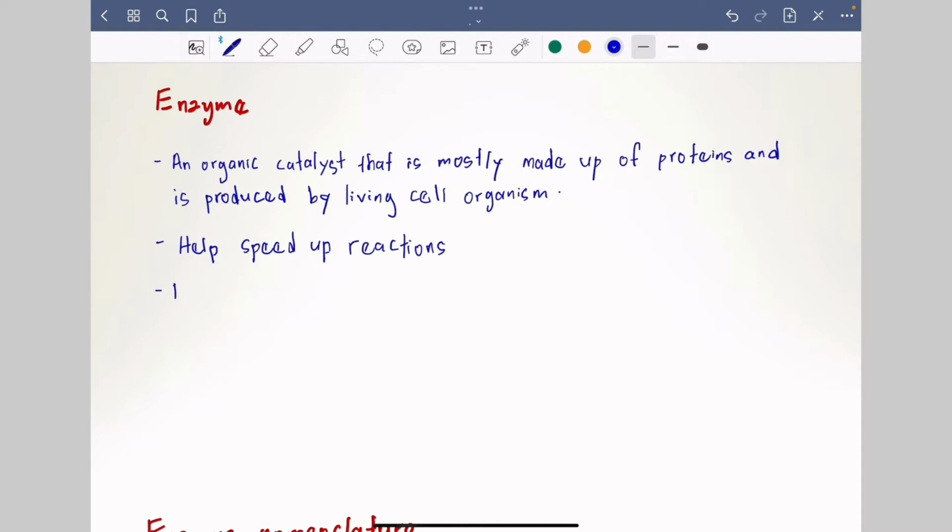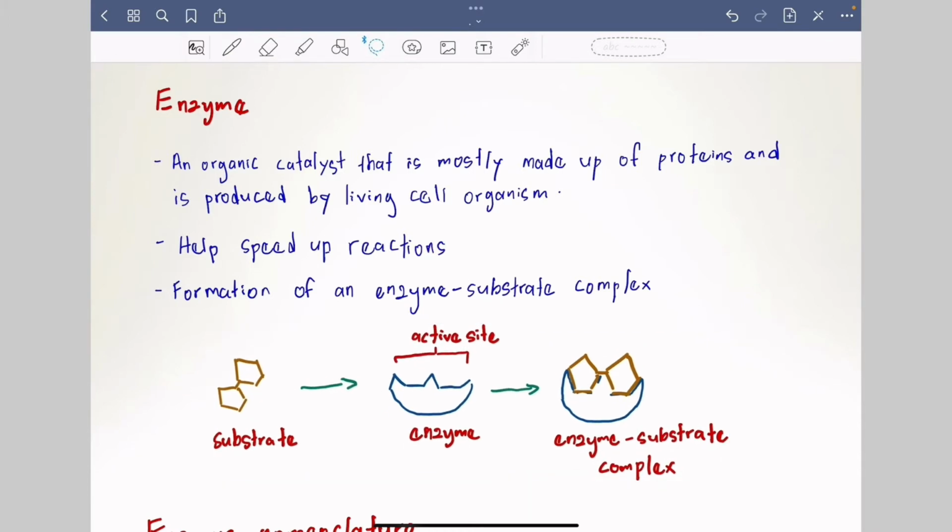And then there is the formation of an enzyme substrate complex. Here, the reactants of enzyme catalyzed reactions are known as substrates. And then this substrate will bind to a specific location that is known as the active site, forming an enzyme substrate complex.